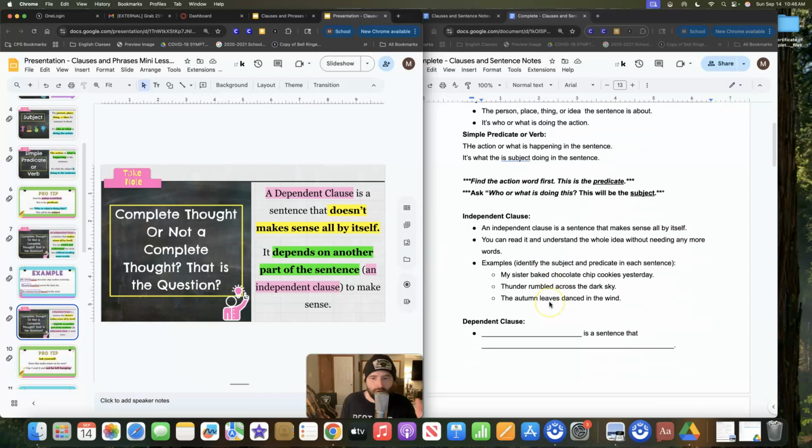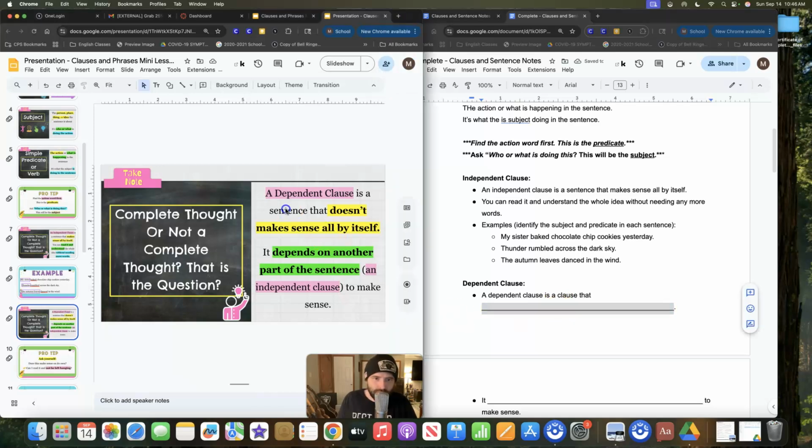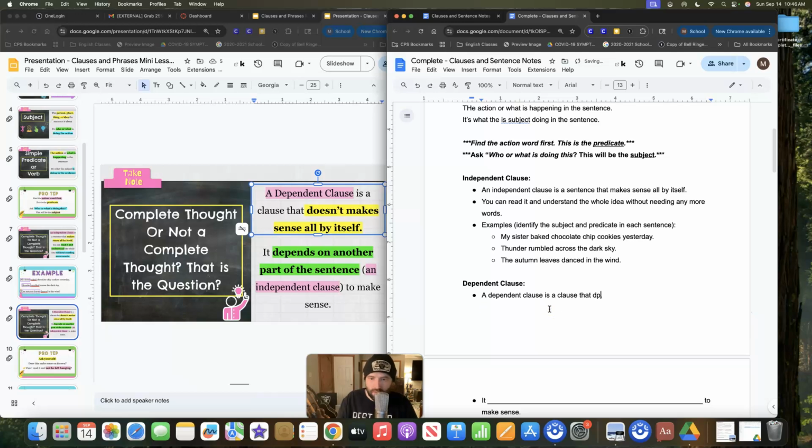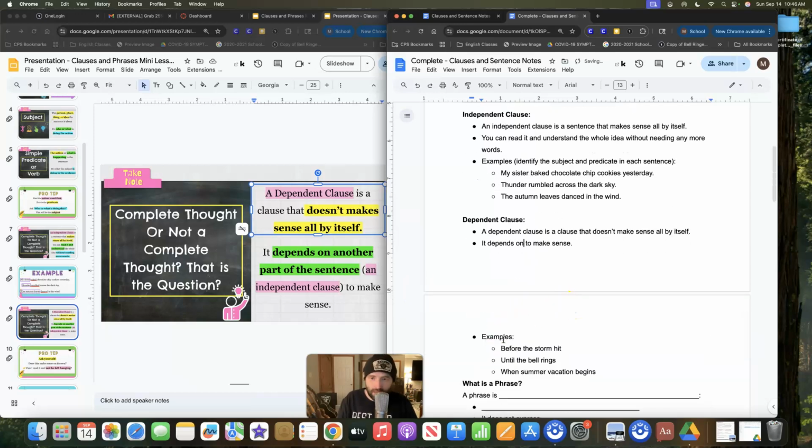Now, the other clause, the trickier clause, the dependent clause. A dependent clause is a clause, sorry about that, I will fix that, that does not make sense all by itself. It depends on another part of the sentence to make sense.